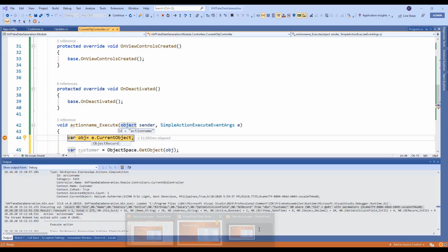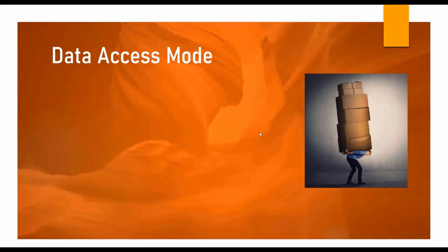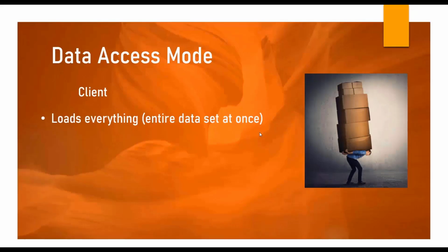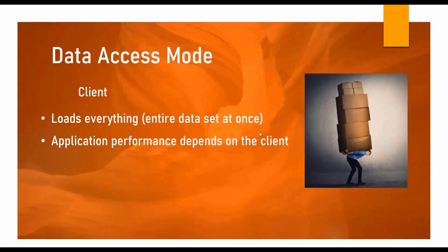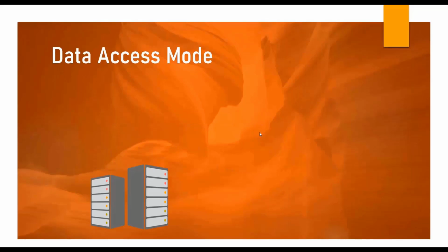Let's review what we've covered so far. We have data access modes: client, server, server view, data view, instant feedback, and instant feedback view. The client loads the entire data set at once. So the application performance depends also on the client hardware, on the computer that is actually doing all the processing and is loading every record on that table. So it's not suitable for 10,000 records or other large data sets. As I just showed, the sorting, grouping, and filtering can lock the app and become a bottleneck. As we saw, there was a small delay every time that I was trying to sort them by name.